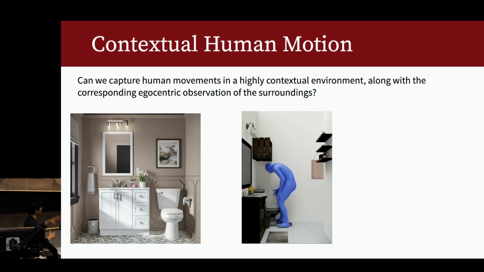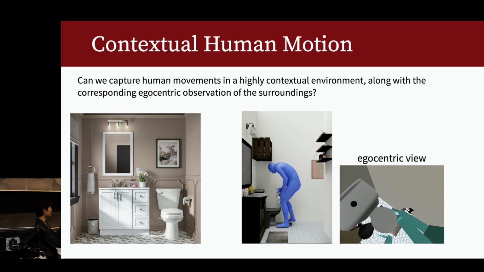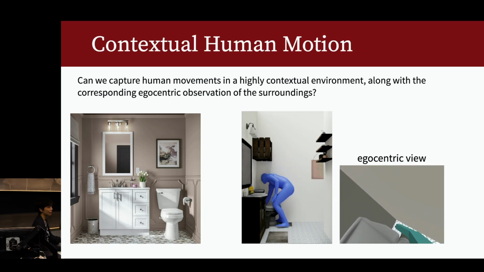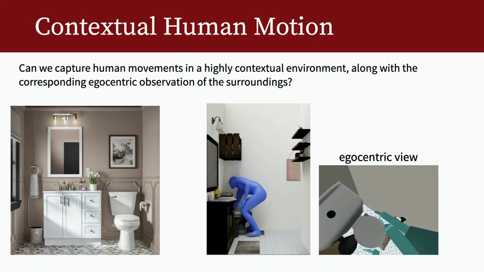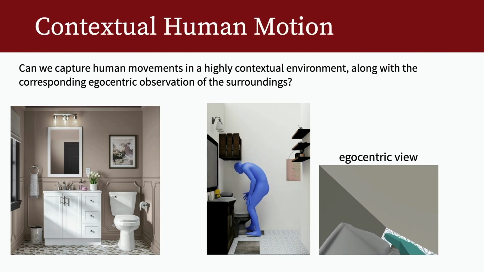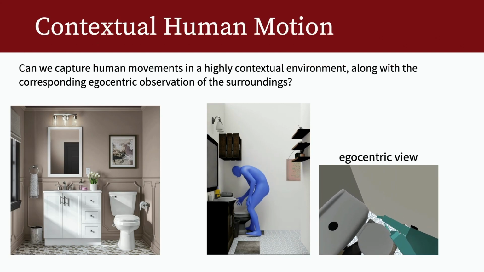We want to be able to capture someone in a very cluttered environment. Like in this case, the person is trying to pick up something behind the toilet in the bathroom. And not only that, we want to be able to capture the egocentric view, what the person is seeing while he's doing that. So this will give us a chance to answer not only the question of how people move, but also why people move in such a way. So how do we do that?